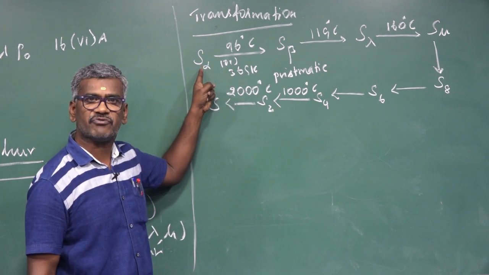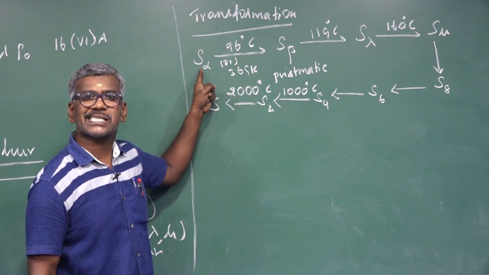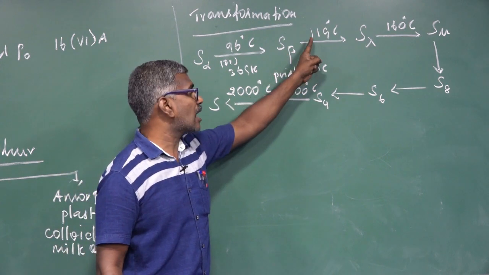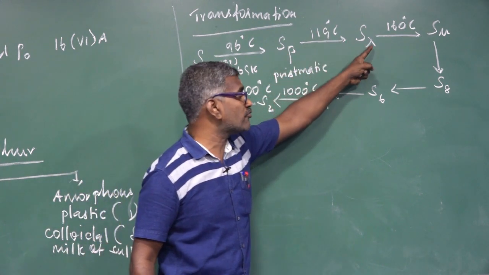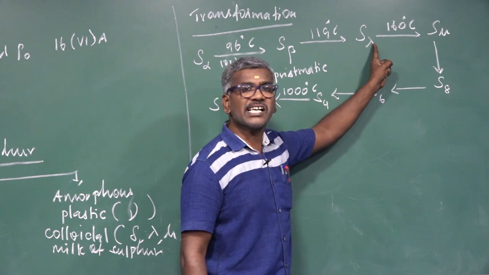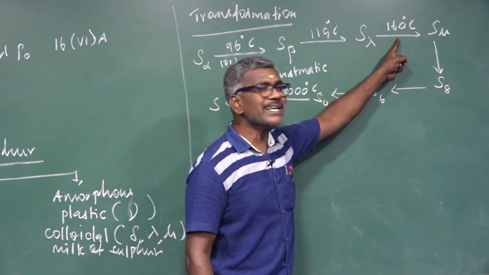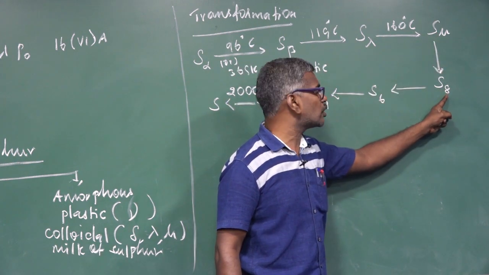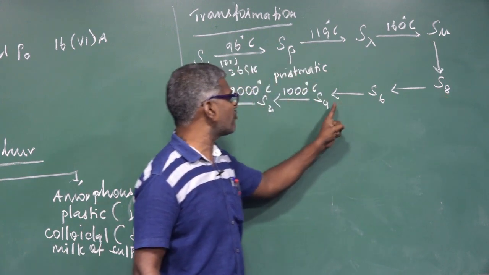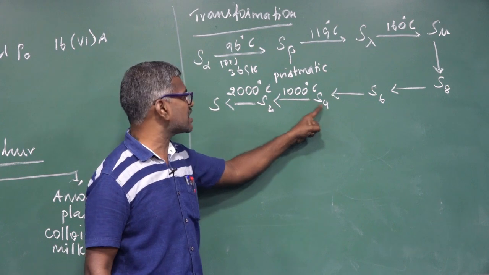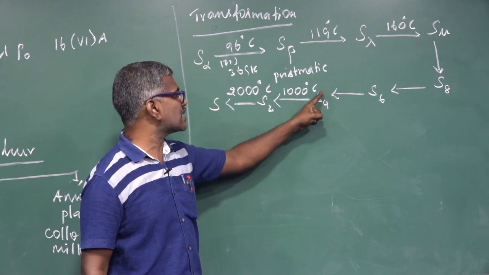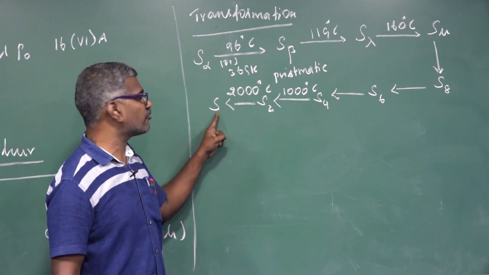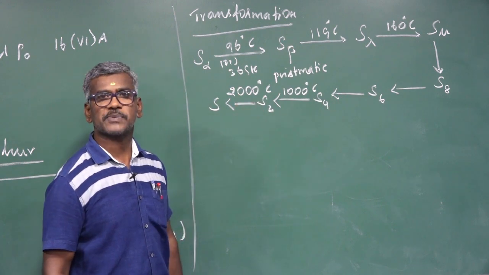First, alpha sulfur heated at 96 degrees Celsius forms the beta form. This further heated at 190 degrees Celsius forms delta sulfur. Delta sulfur further heated at 160 degrees Celsius forms mu sulfur. This further heated forms sulfur 8, 6, 4. Heated at 1000 degrees Celsius forms S2. Further at a high temperature of 2000 degrees Celsius forms sulfur atoms. This is known as the allotropes of sulfur.